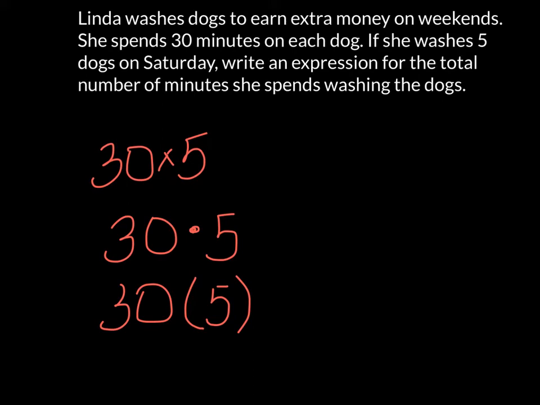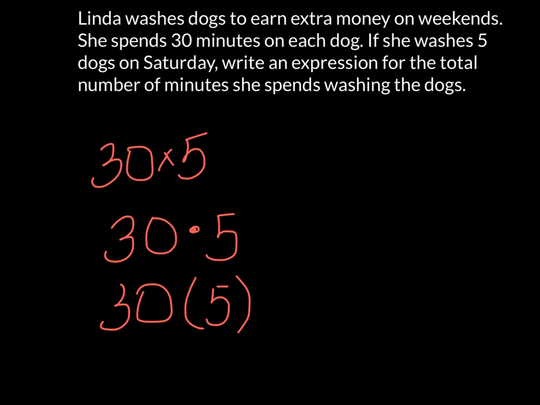We can also read it different ways. We can say 30 times 5. We can say 5 multiplied by 30. Or we can also say the product of 30 and 5. These were examples of multiplication expressions without a variable.